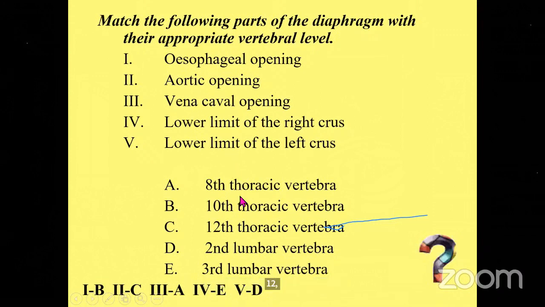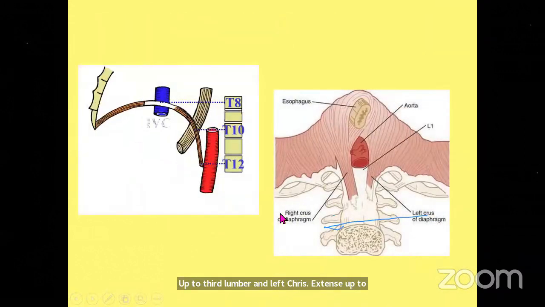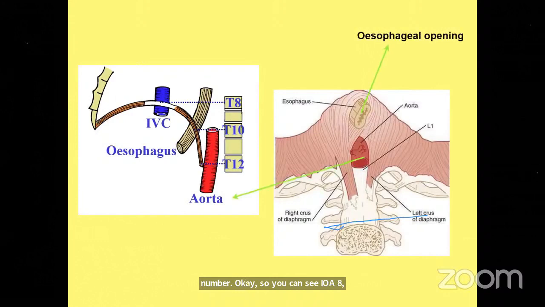Starts with 8. Okay, and lower limit of right crus and left crus. Right crus extends up to third lumbar and left crus extends up to second lumbar. Okay, so you can see IOA 8, 10, and 12. And you can see the right crus extending up to L3 and left crus extending up to L2. So with this slide, I am ending the session.